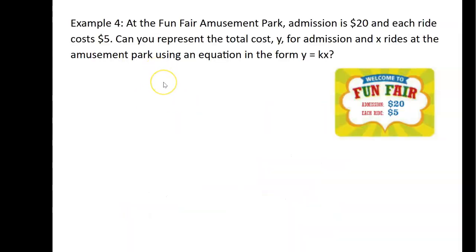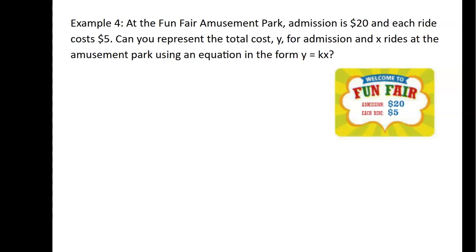So now we're going to talk about this fun fair park where the admission costs $20 to get in and each ride costs $5. So can you represent the total cost y for admissions and x rides at the amusement park using the equation in the form y equals kx?